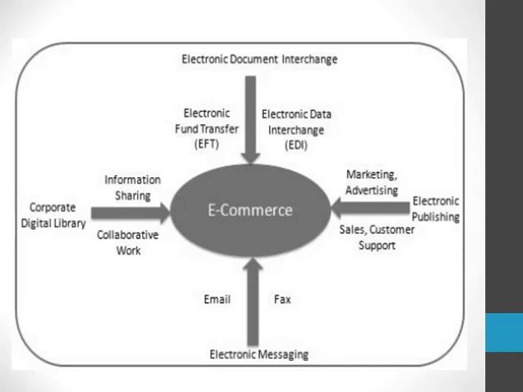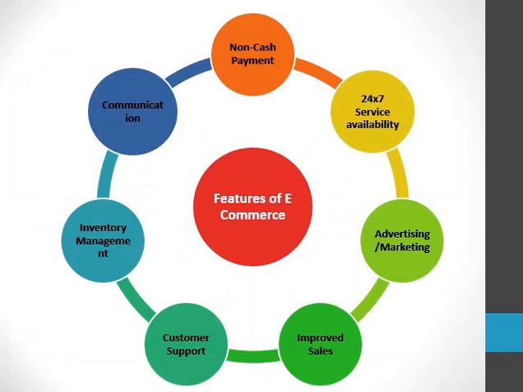Let's now discuss the features of e-commerce. The main feature of e-commerce is that we have 24/7 service availability, that is, around the clock we can buy and sell goods, which is very different from traditional commerce, where we had a limited time span and a buyer and seller had to meet physically for the exchange of goods or services. So the first feature of e-commerce is that the service is available round the clock, that is 24/7.